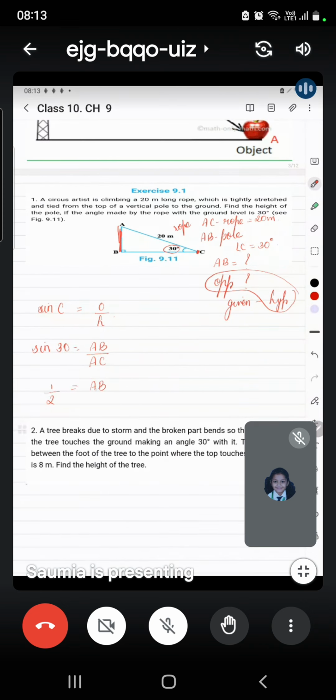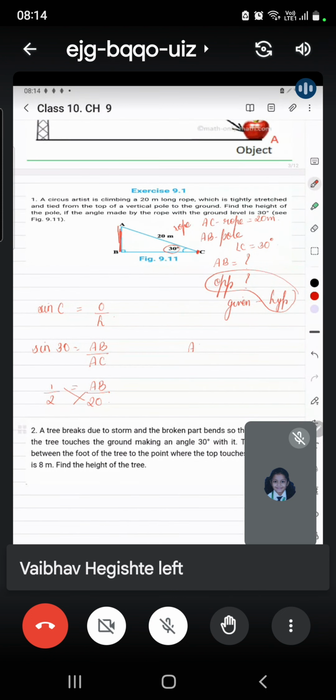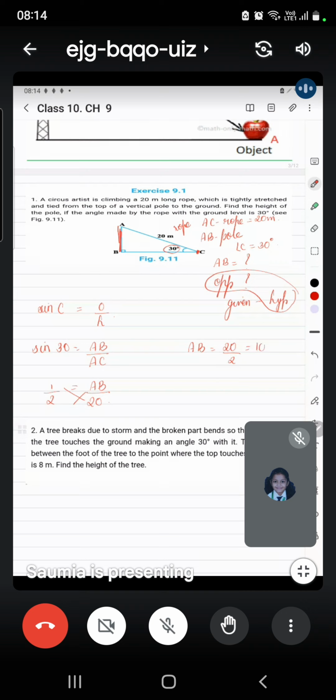I don't know AB. I know AC. Cross multiply. So AB will be equal to 20 by 2, which is equal to 10 meters.